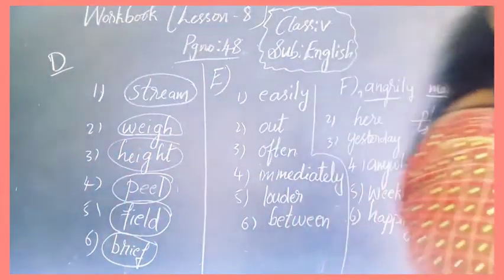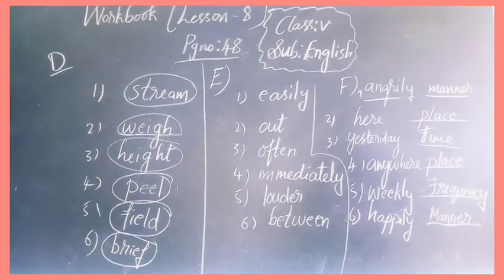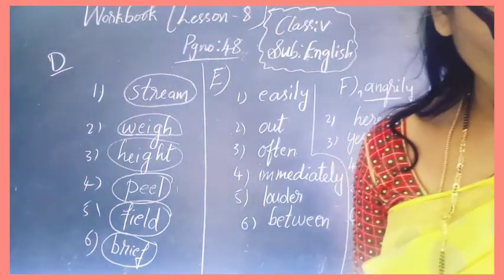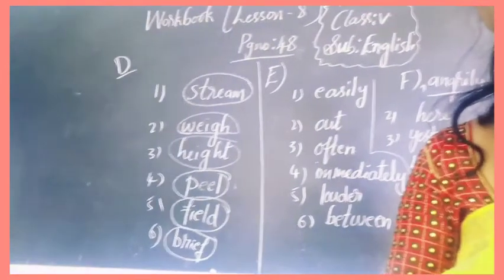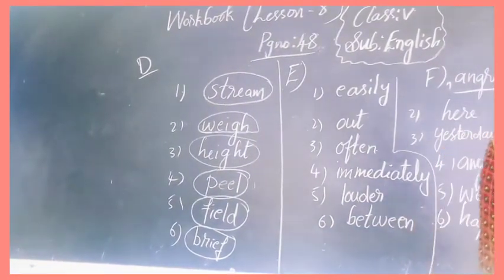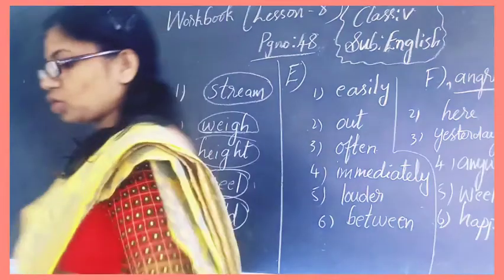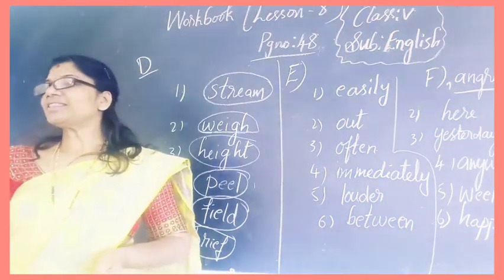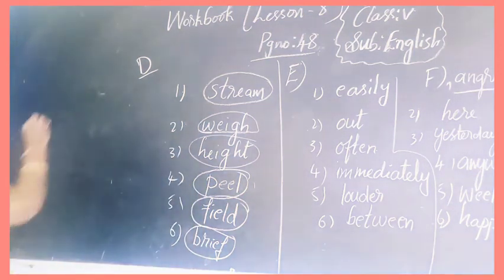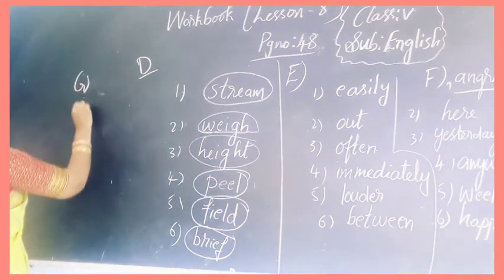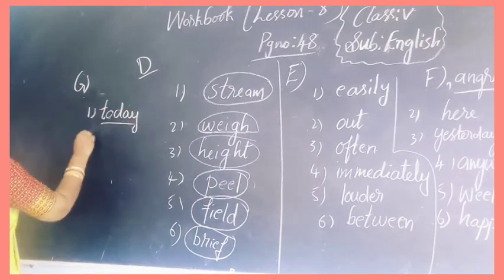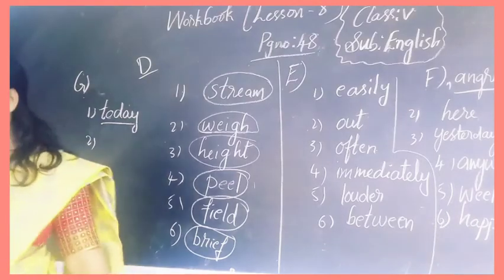That's it. Now, let's go with the exercise G again. Choose suitable adverbs to complete this story. Dash is Radha's mother's birthday. I'm going to show you here. First one is today.